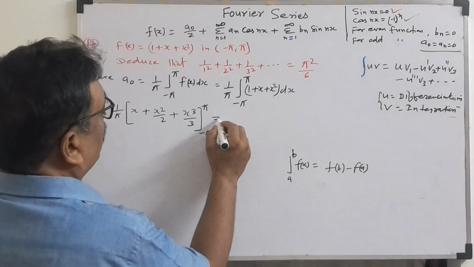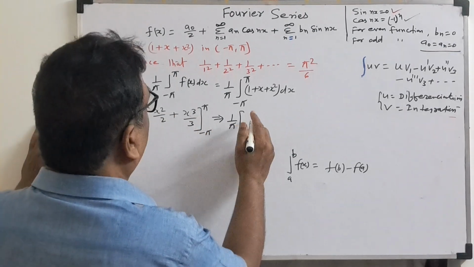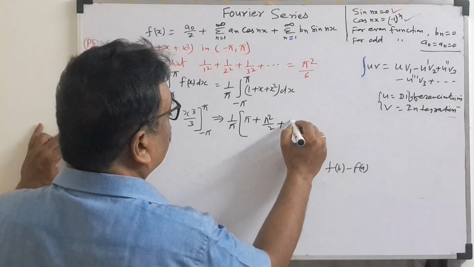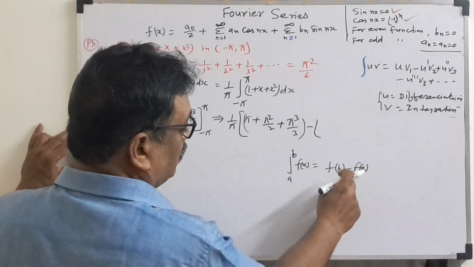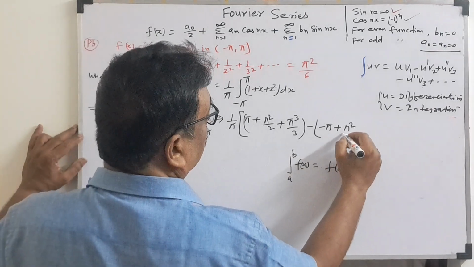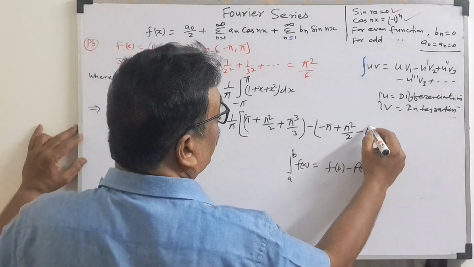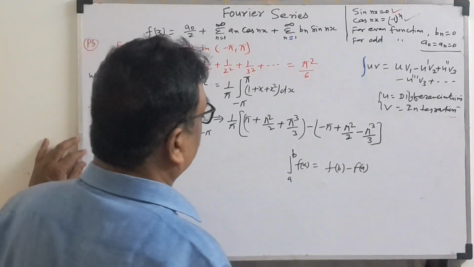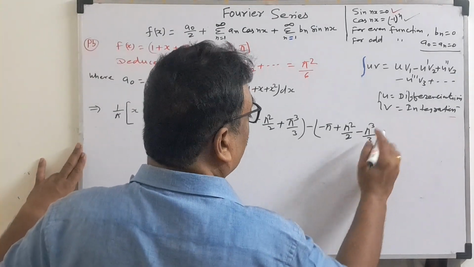So now what will we do here? We apply the upper limit first, and the lower limit as it is. What is the upper limit first? 1/pi times (pi + pi²/2 + pi³/3) minus the lower limit. What is the lower limit? Minus pi. So minus pi, and for x² the whole square makes the minus become plus, and for the cube it will come as minus pi³/3. So this is applying the upper limit and lower limit.